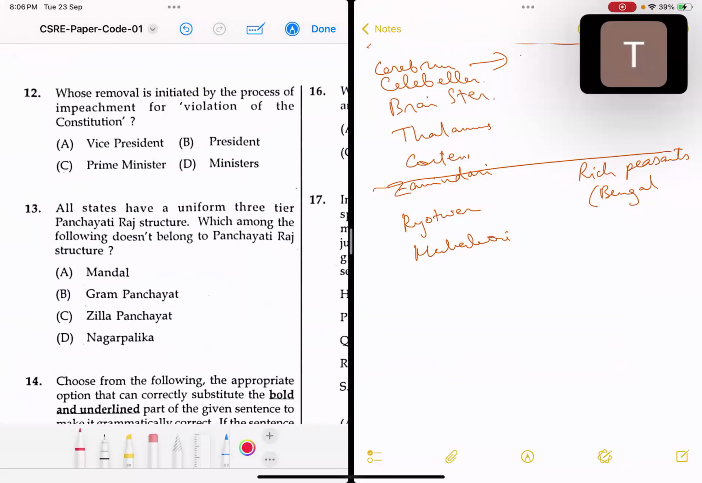Whose removal is initiated by the process of impeachment for a violation of Constitution? Now, if you have read the polity properly, you will be quite aware of the fact that the phrase violation of Constitution and impeachment is only used for President of India, okay? And you can find this in the Article 61, okay? So the correct option is option number B, okay?